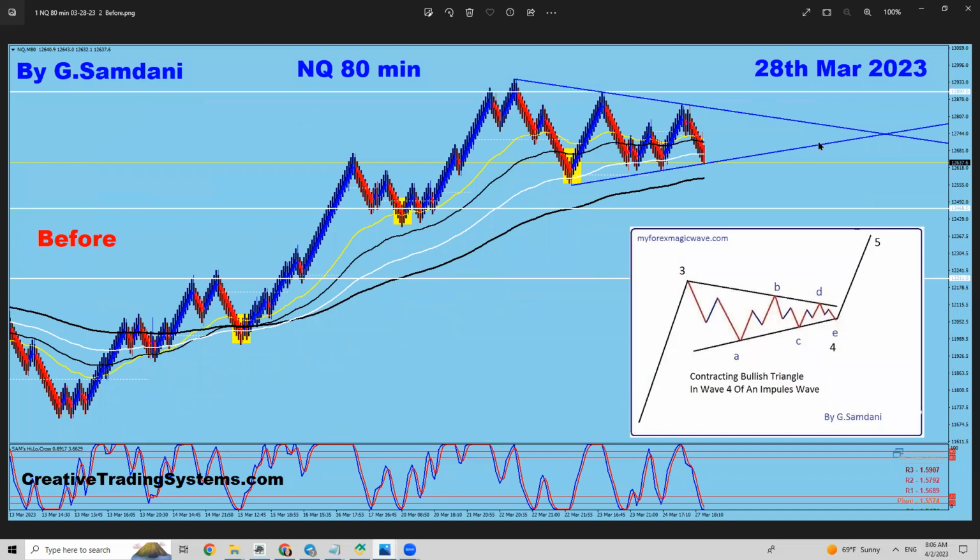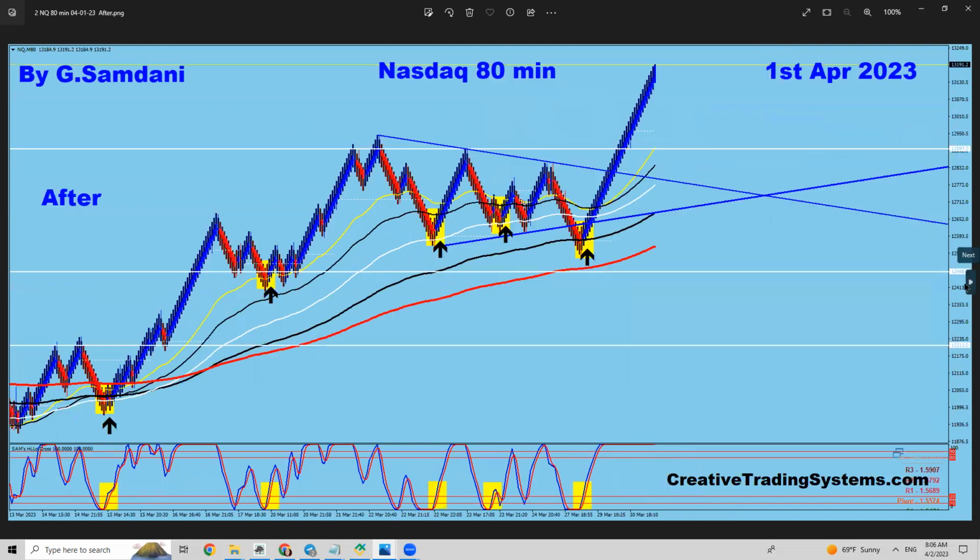It's an 80-minute chart. It's my chart. It's like a daily chart, you can say. So this was the chart I said, okay, this is something like this. It's a contracting bullish triangle in wave 4, and wave 5 is supposed to start right from here somewhere, right? Look what happened to this chart as of Friday.